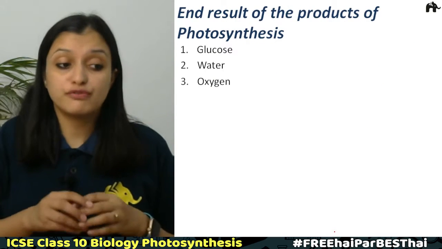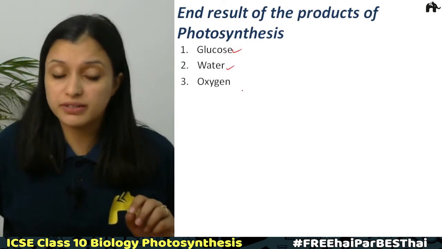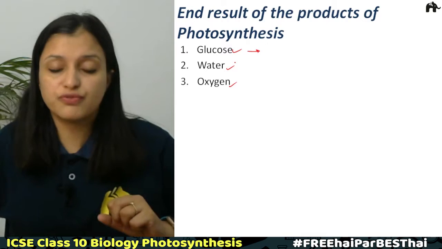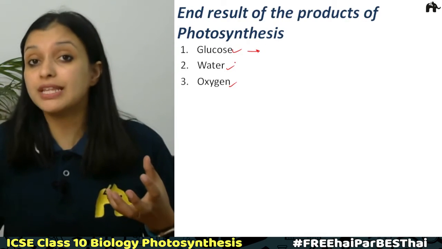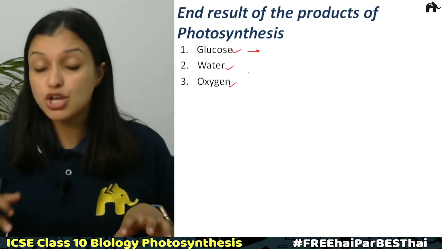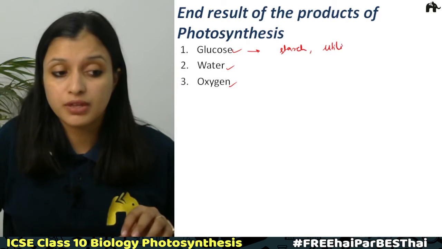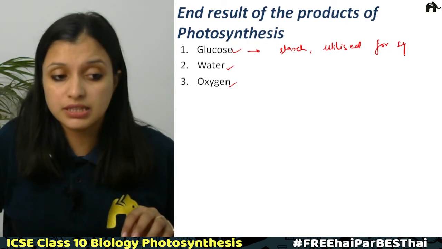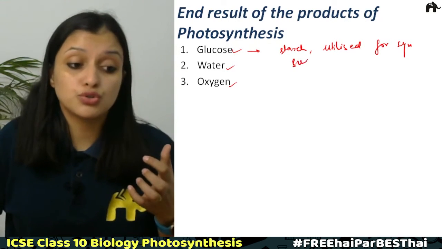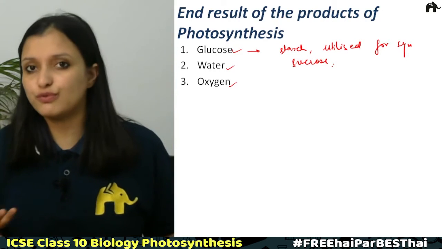Now the end products of photosynthesis. So talking about the end products, there were 3 end products. One was glucose, one was water, and one was oxygen. So what happens to these end products? So talking about the glucose first. Glucose is basically the simple sugar that is being formed by photosynthesis. So this simple sugar is either immediately consumed by plants, or it is stored in the form of starch, or it is utilized for synthesis of proteins or fats, or it is converted into sucrose, right? So these are the four end results of glucose in a plant.